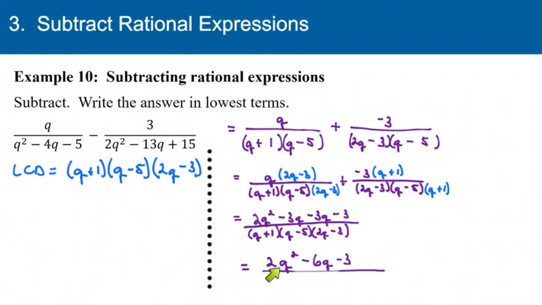We have 1q squared term, that stays the same. Then we have negative 3q minus 3q, so that's negative 6q. And then that one constant term stays the same, and our denominator stays the same. And that's it. Now again, note that if this top could be factored, I would have to do that and see if I could reduce anything, but this one cannot. So this is our final result on example 10.